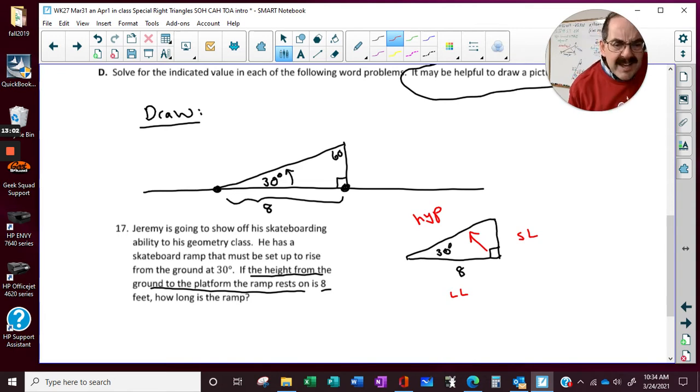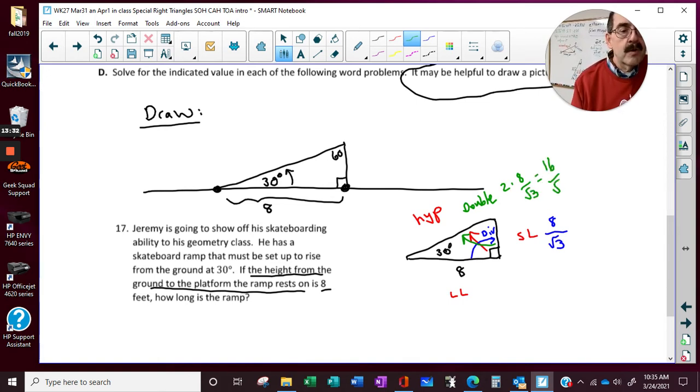All right, welcome back. Now, if you remember on our cheat sheet, to go from the long leg to the short leg, we divide. So we have 8 over radical 3. We divide out. Then, to go to the hypotenuse, we double. So 2 times 8 over radical 3. Okay? Which gives us 16 over radical 3. All right? So that's how we visualized it. That's how we did the math.